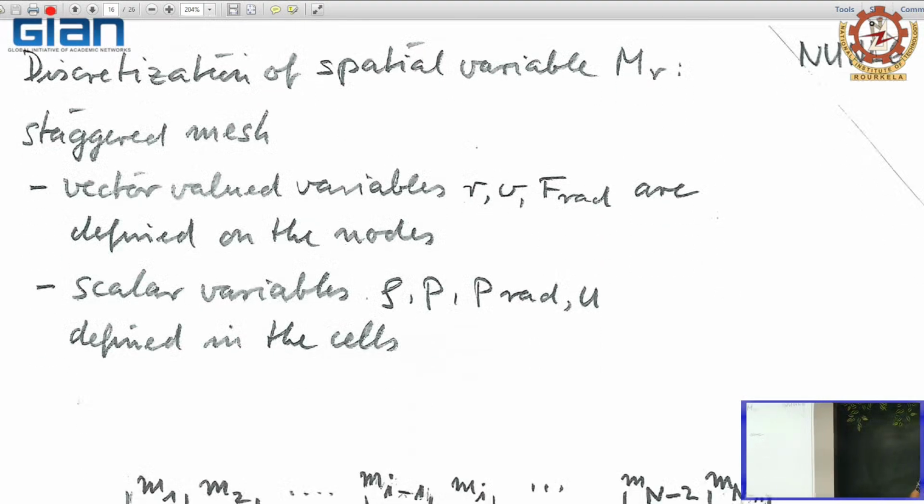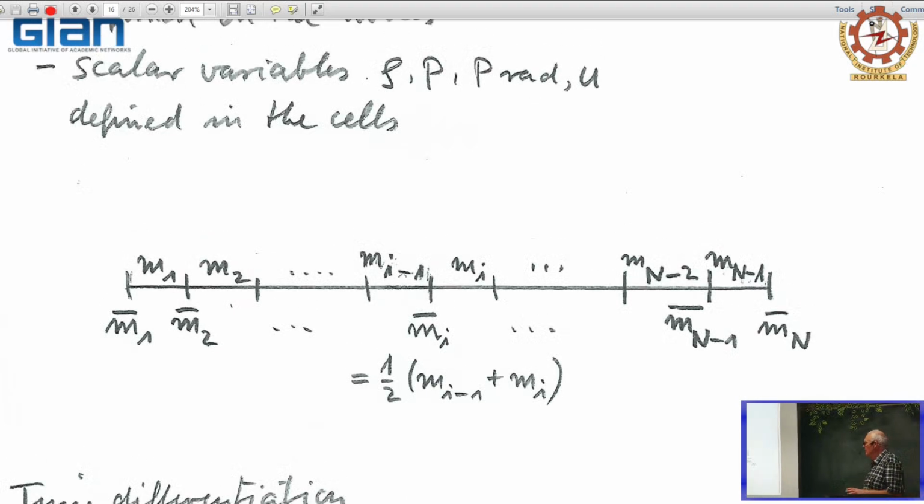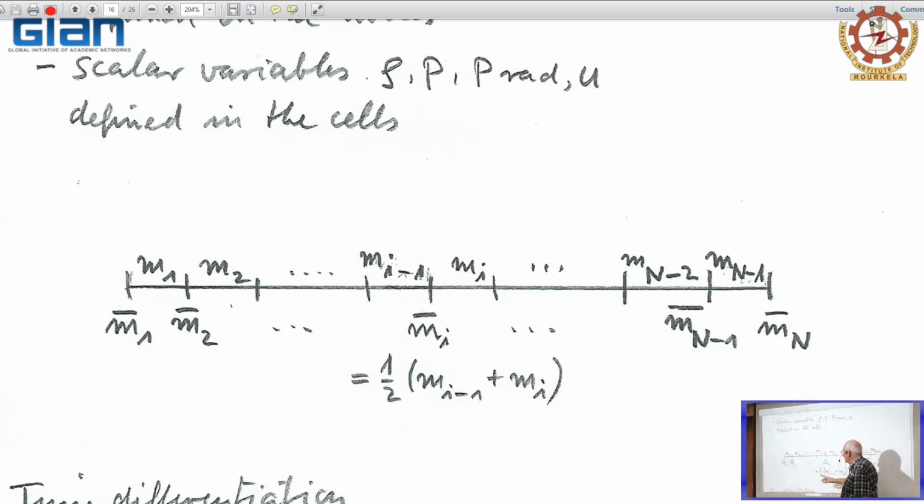How does it look? Well, to show you the way discretization is done in the spatial variables: the mass is the independent variable, and M1 and M2 denote the mass of the cell. So these are scalar quantities, and differentiation with respect to the masses is done by taking the differences of the masses of neighboring cells or neighboring nodes.